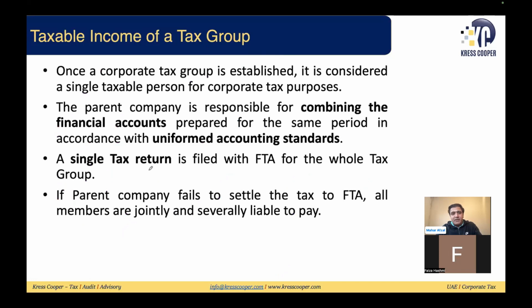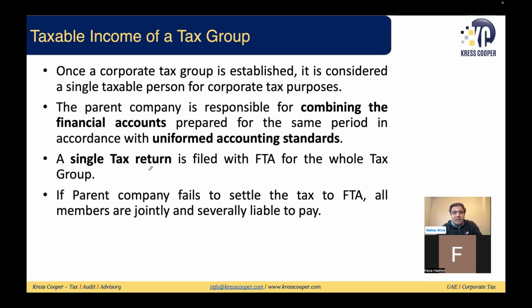So, taxable income of the tax group. We know this: the tax group is one taxable person, one registration number, one return, one consolidated financials, and one payment to the FTA. It will definitely give administrative benefits. Every entity will not be liable to submit a separate tax return or make payments separately. They will not be required to calculate tax for each separate entity. So as I mentioned, one taxable person, one return, one payment.